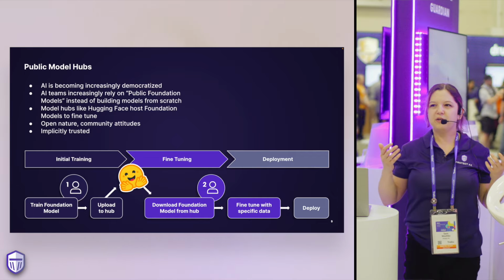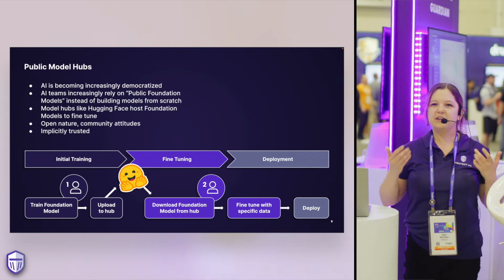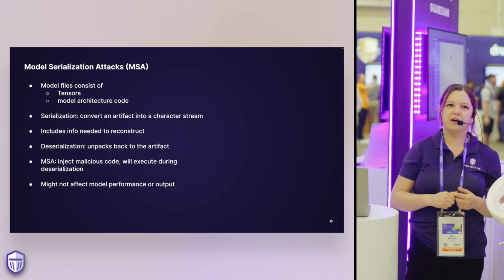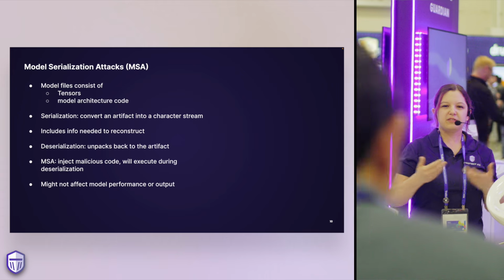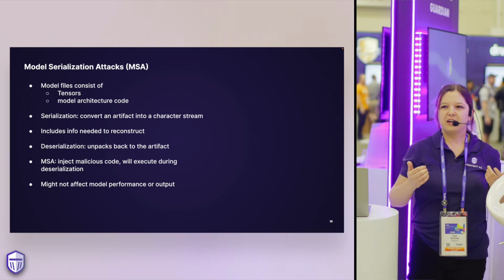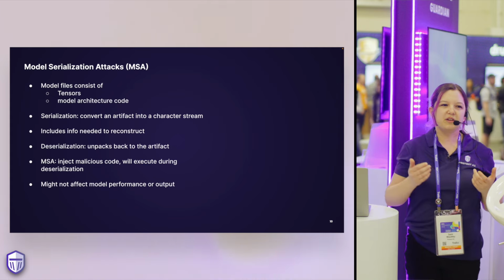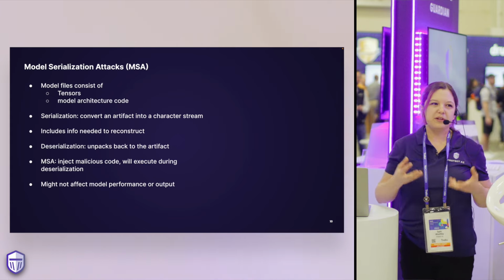And this leads to a very open community attitude on these public model hubs because everyone's contributing to the same community, iterating on the same models. And this often leads to a nature of implicit trust in these models. And this leaves us vulnerable to model serialization attacks. So when you have a model that you're actively using, it's going to be loaded into memory. But when you need to save it or share it with anyone, it needs to be serialized in order to put it into a file.